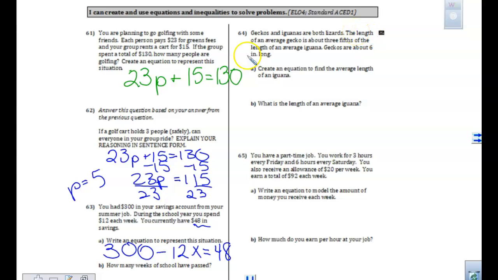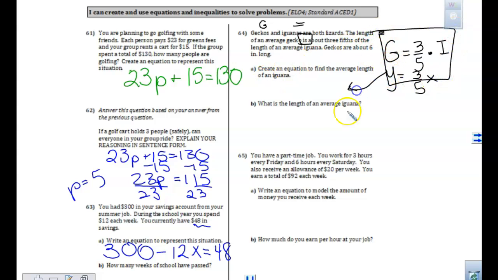The length of the average gecko is about, so gecko, I'm going to use G for gecko. Could I have used Y? Yes, okay? It says it is, translating, is, that's my equal sign, about 3/5 the length of the iguana. Equals 3/5 of the length, 3/5 the length, that means times iguana. Oh, Mrs. Thompson, could I have used 3/5 x instead? Same thing, right? So I get the equation. I don't care which one of these two you use. That's what I'm looking for in A.